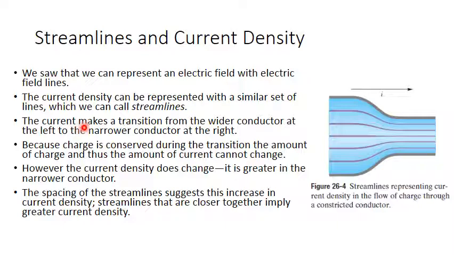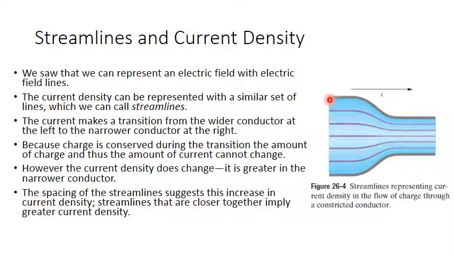The current makes a transition from a wider conductor at the left to a narrow conductor at the right. Because the charge is conserved during the transition, the amount of charge, and thus the amount of current, cannot change. However, the current density does change. Here we have a number of lines per unit area. We have the same number of lines per smaller area. So the number of lines per unit area here is greater than the number of lines here.